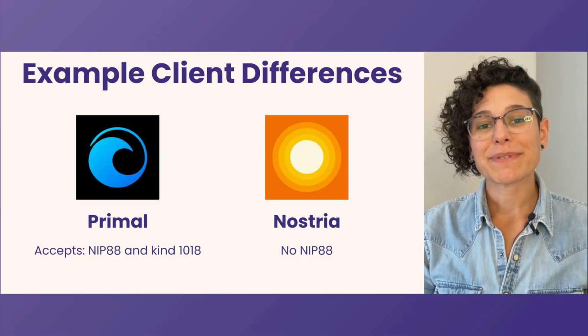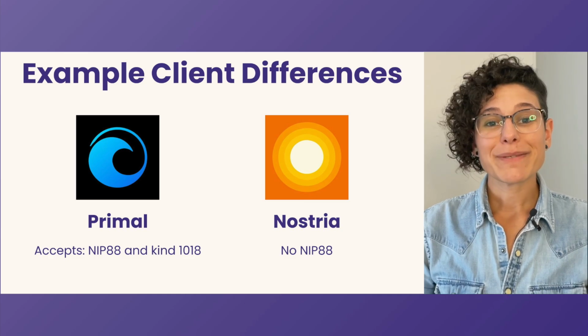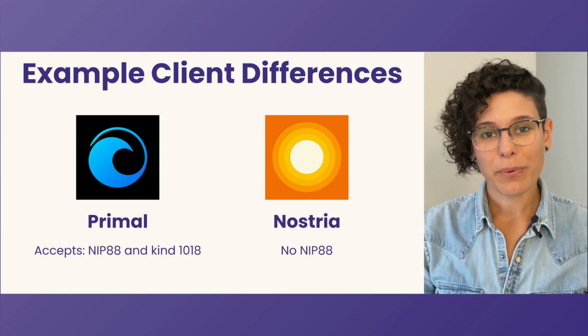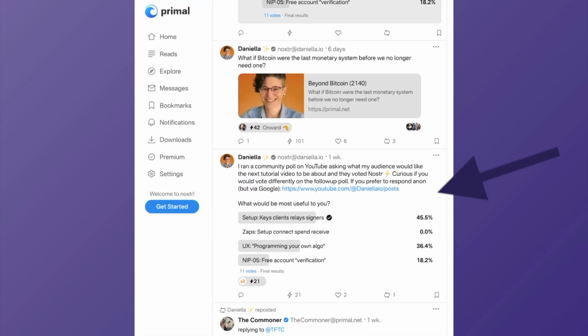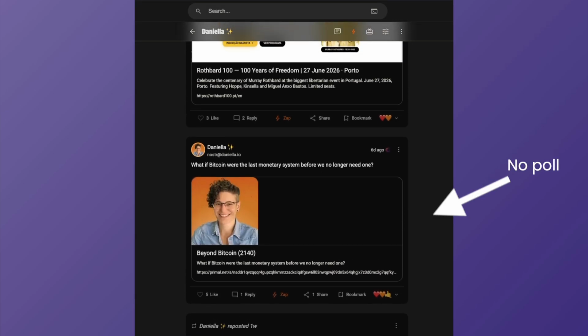So I was saying, like many Nostr users, I switch between clients depending on what I want to do. Let me give you an example. Primal accepts NIP88 and kind 1018. This means that you can run polls on Nostr. However, Nostria doesn't support them. So if you're using Nostria and I post a poll on Primal, you won't see it. You actually have to use a client that supports NIP88.